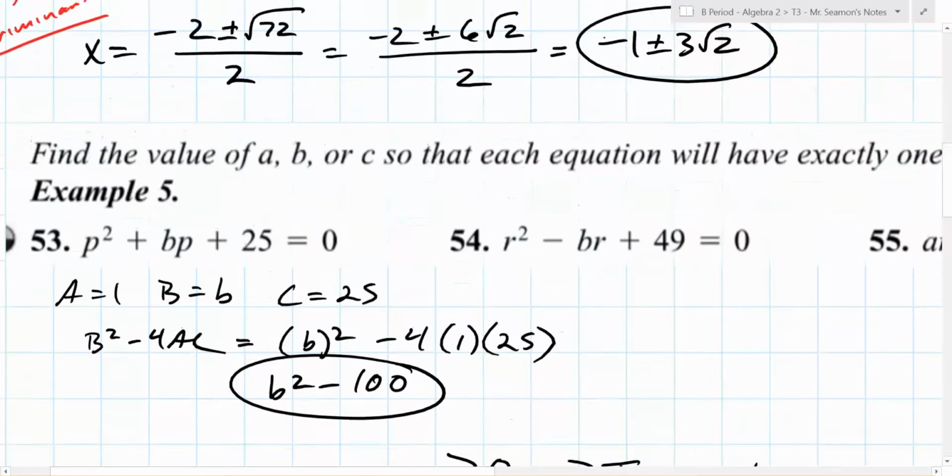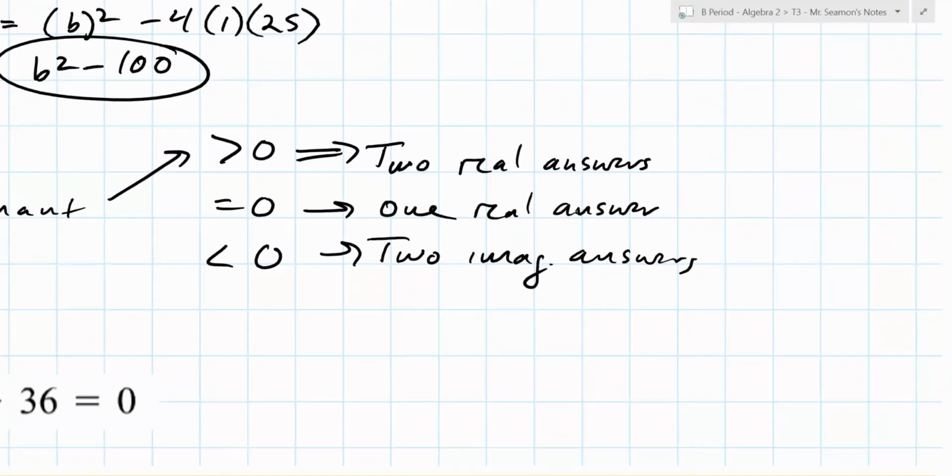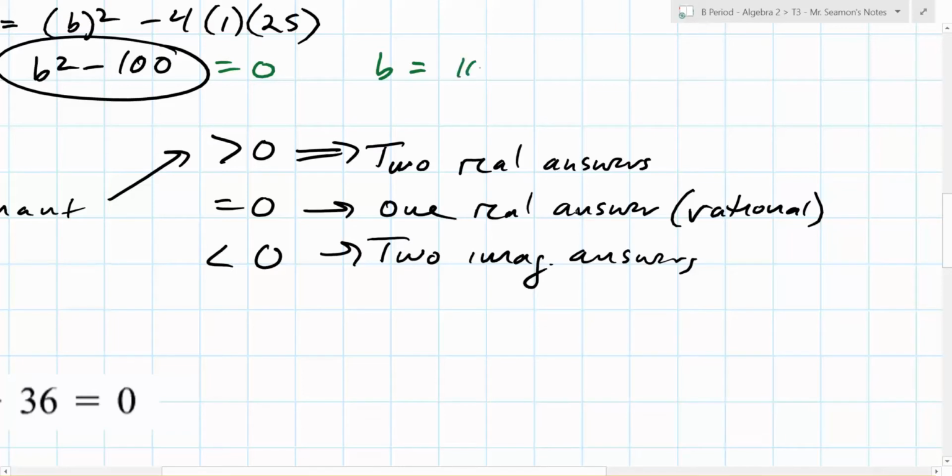So what is this asking you to find? What does the B need to be so that each equation will have exactly 1 rational solution? So which one's the only one that has 1? And this will always be rational, by the way. It has to equal what? 0. It has to equal 0. So what do we set this thing equal? 0. Equals 0. So what does B equal? It could be one of 2 numbers. 0. Nope. 10. 10 or negative 10. Exactly. If it's 10 or negative 10, it'll have 1 real answer.